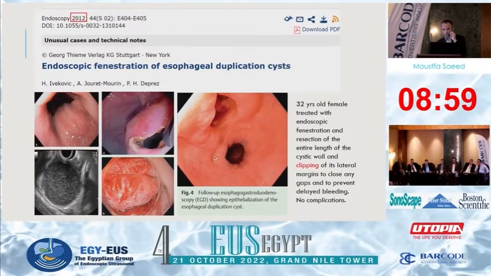Another case report: endoscopic fenestration of esophageal duplication cyst in a 32-year-old female refusing surgery, by making a hole in the duplication cyst. This is the site of the healed one, and this is the endoscopic ultrasound of the duplication cyst.